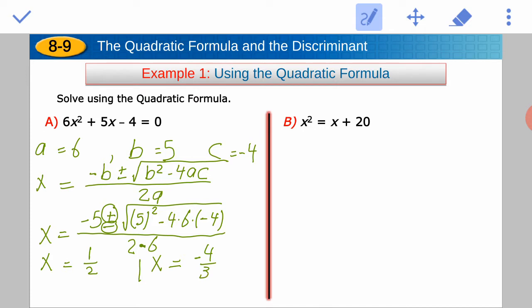So how many solutions does this quadratic function have? There are 2 solutions, and the solutions are one half and negative 4 over 3.